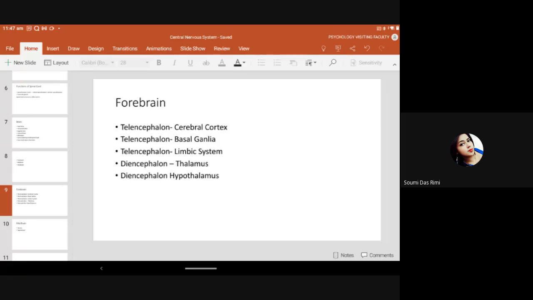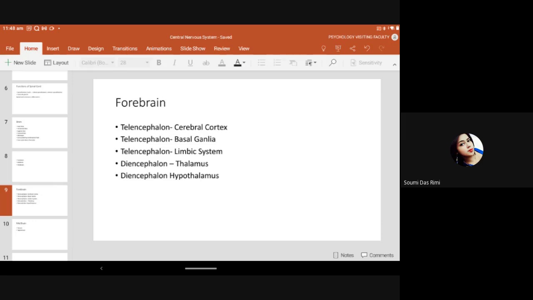While you study all these sections, write them down, otherwise you cannot remember all the names of these parts. And side by side, write the functions so that you can remember.